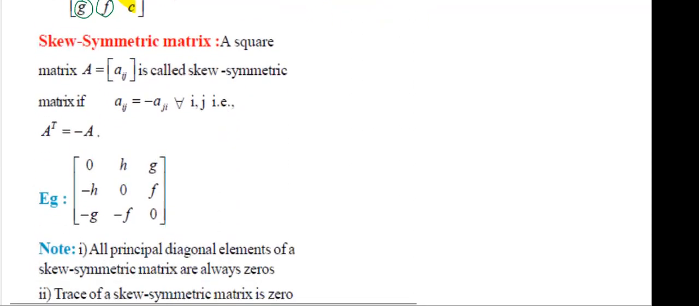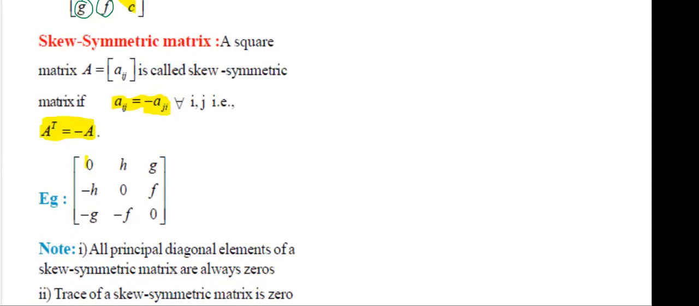Next, skew symmetric matrix. A square matrix capital A is called skew symmetric matrix if A transpose is equal to minus A, or Aij is equal to minus Aji for all i, j. What is the skew symmetric matrix condition? A transpose is equal to minus A means that matrix we will say skew symmetric matrix.